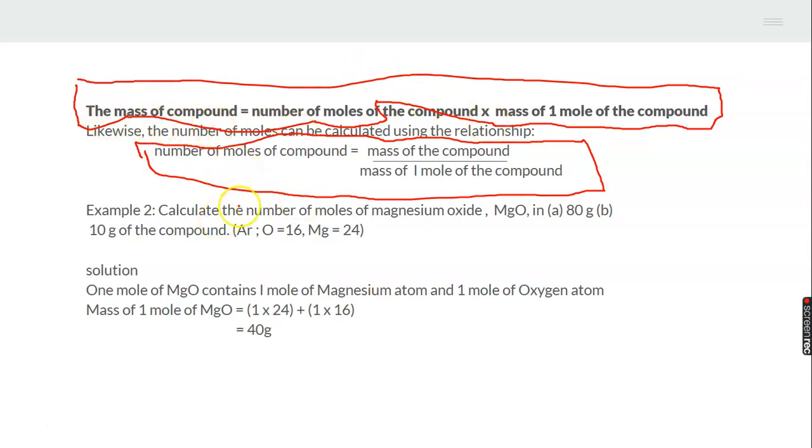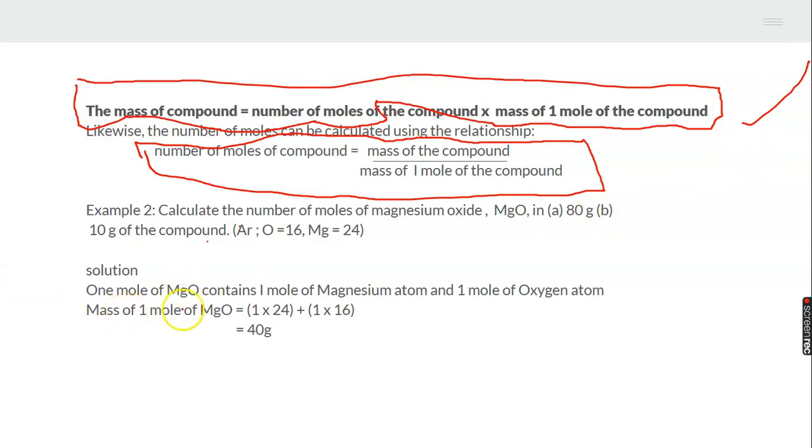So here are the examples. Example 2: calculate the number of moles of magnesium oxide, MgO, in 80 grams. You have been given mass here, so you have to calculate the mole. So you use the first relationship. Okay, you use this first one.